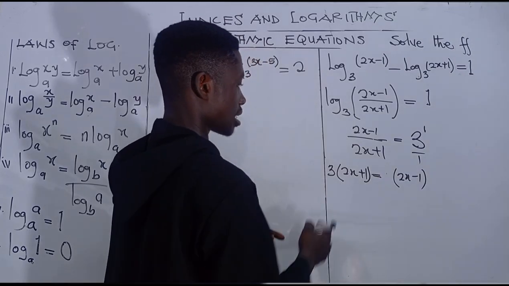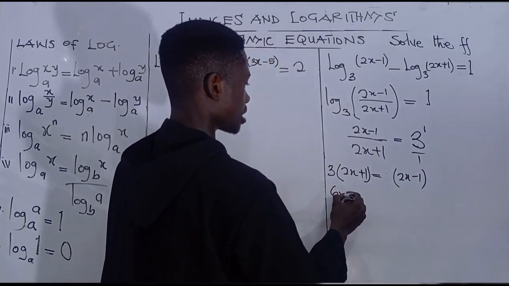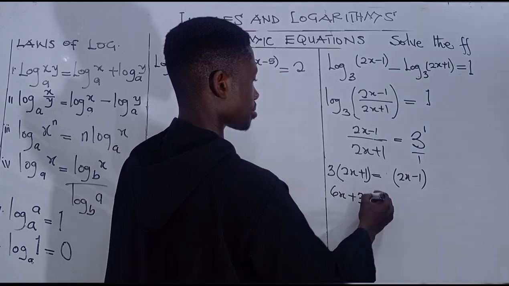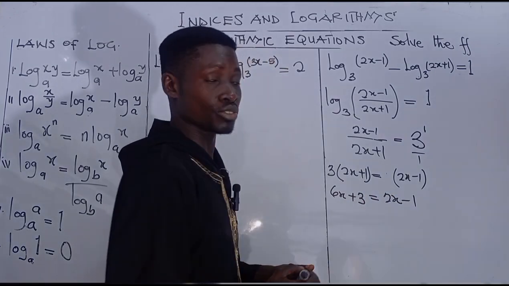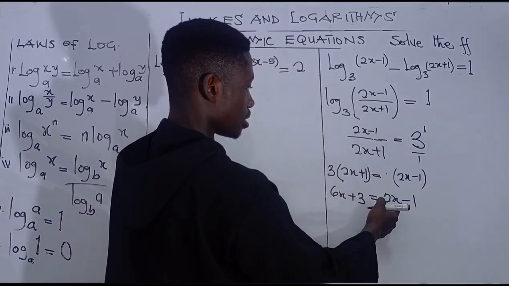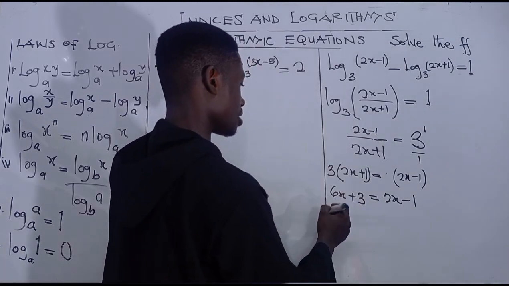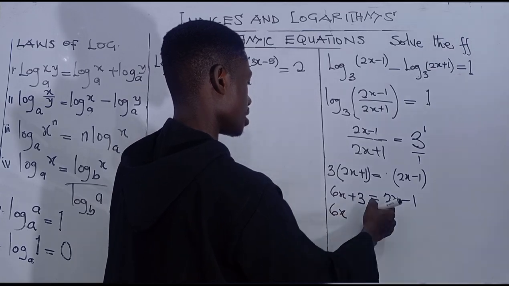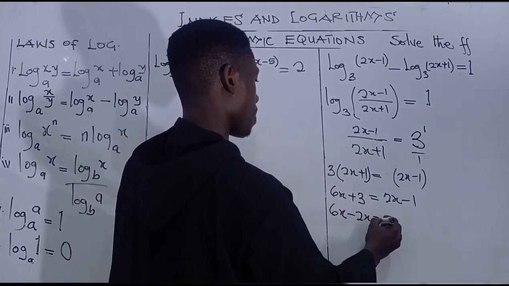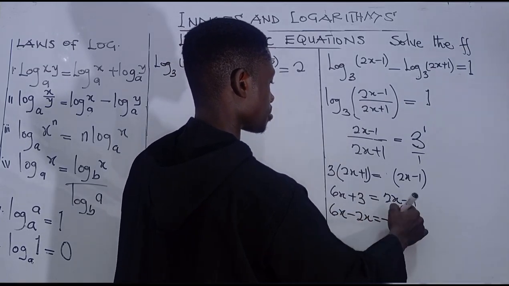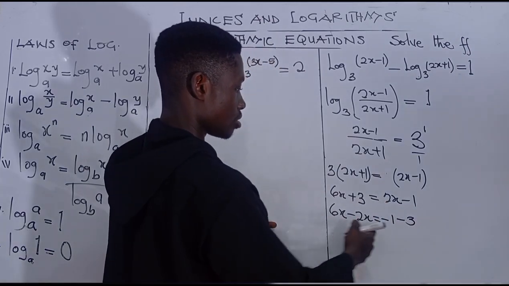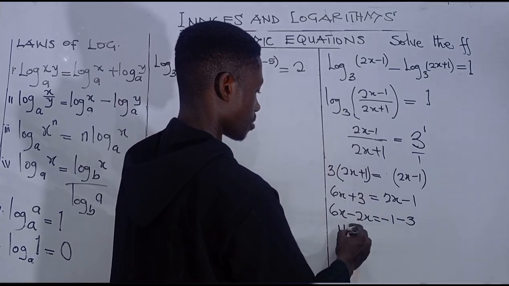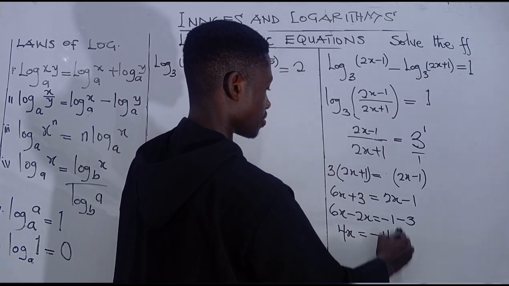Now let's expand the bracket. This will give us 6x plus 3, and this is going to give us 2x minus 1. Let's group the like terms. So this 2x will move to the left hand side. You have 6x minus 2x, and then you have minus 1. The 3 also moves, you have minus 3. So this is going to give us 4x is equal to minus 4.